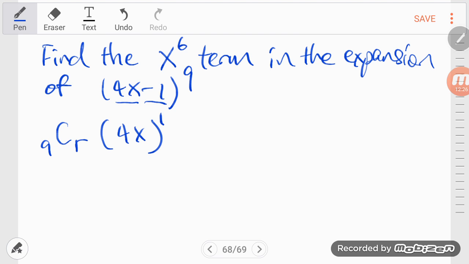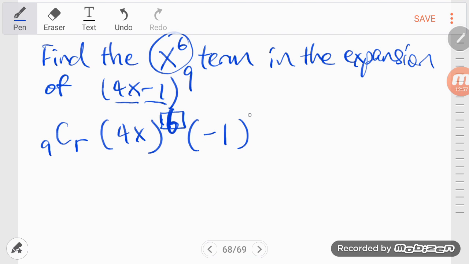So what does the power have to be so that I get an x to the power of 6? Think about that. What does the power have to be so that I can get an x to the power of 6? I hope your answer is 6. This should be 6. Now, in the previous video, we talked about the pattern of the exponents. So this is my first term. My second term is -1. Make sure you have the negative, and make sure you have the parentheses.